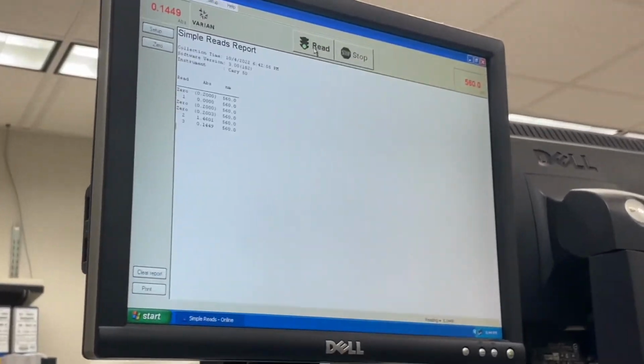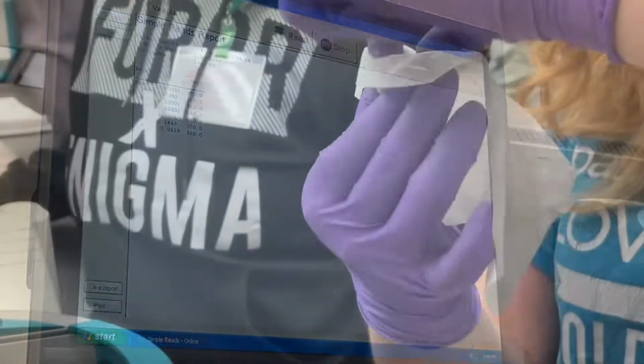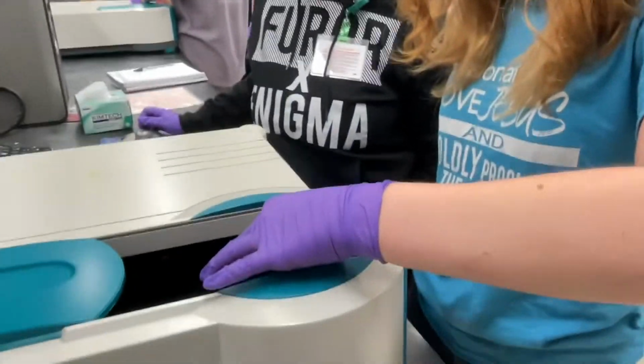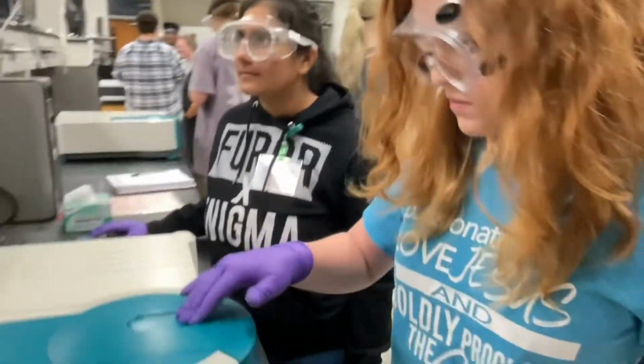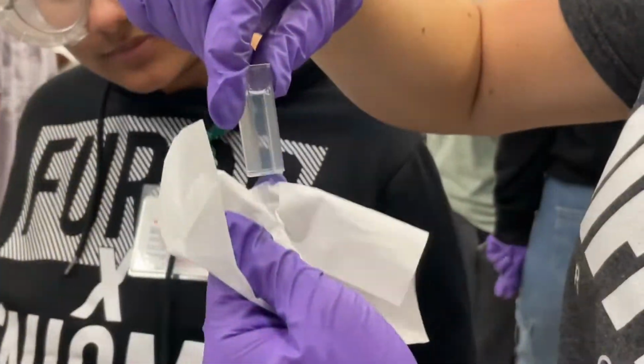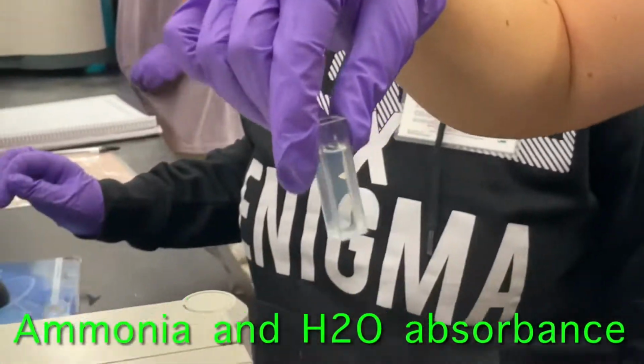We pressed read and got our absorbance value. Repeating the same process as the first 3, we got our absorbance value of dilution 3. At the end, we decided to get the absorbance value of the ammonia with water.